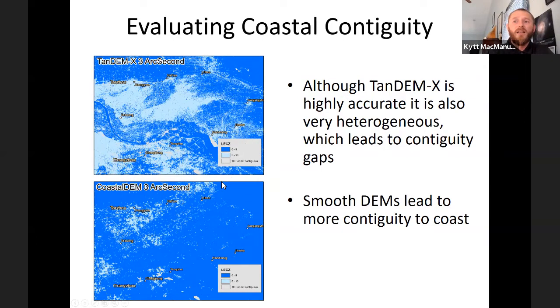Whereas a data set like coastal DEM is very smooth. So, this is the same region in China we're looking at, and you can see in coastal DEM, it's not capturing the roadways, it is capturing agricultural areas, but it's very smooth, which leads to more contiguity to the coast.